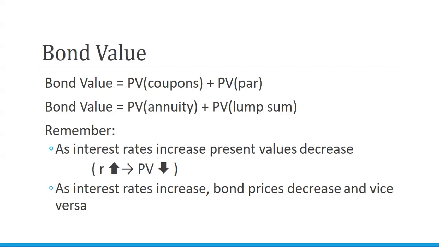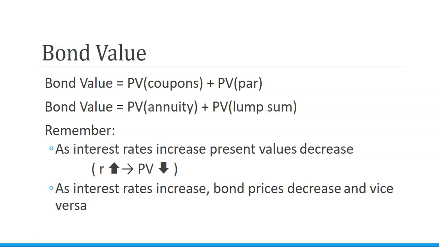Our bond value, so bond value is the present value of the coupons. Remember, the coupons are the regular interest payments, and the present value of the par value. That's the face value of a bond. Or we can also say the present value of an annuity, because if we remember from chapter 4 and 5, an annuity is a regular payment that happens on a regular basis. Those are the coupon payments for bonds. And then the present value of the lump sum, which is the par value or end value of a bond.